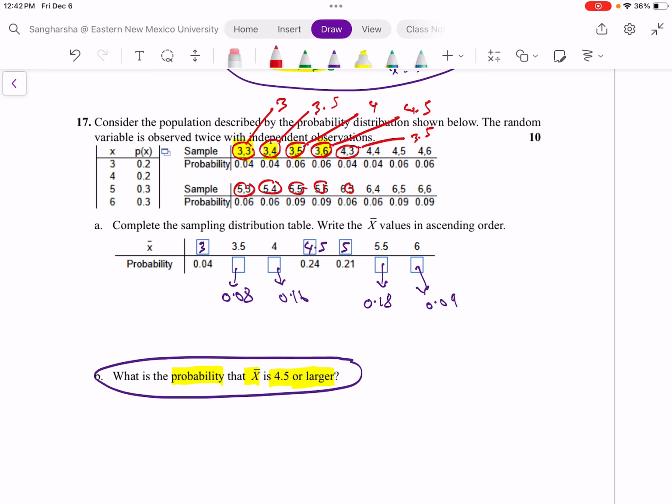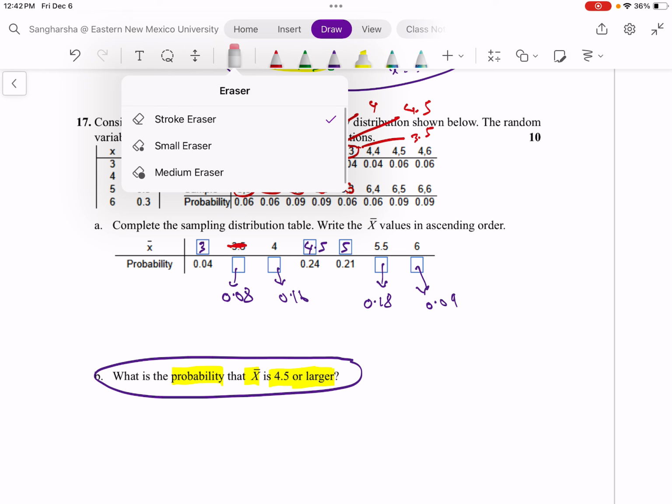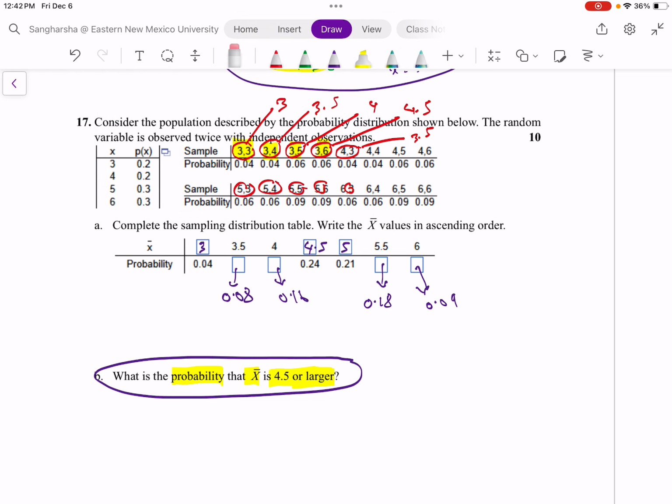Now you look for the mean 3.5. So how many 3.5 do we have? We have 3.5 here. We have 3.5 here. We have two 3.5. Now the sum of the respective probability is the total probability. The probability of this 3.5 is 0.04. The probability of this mean is 0.04. We don't have any more 3.5 mean. So the sum 0.04 plus 0.04 is 0.08.